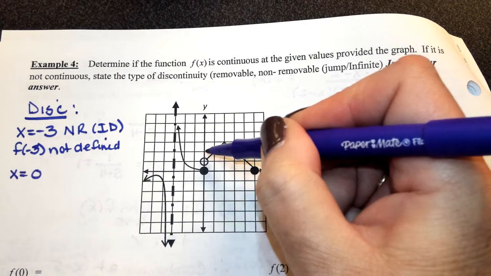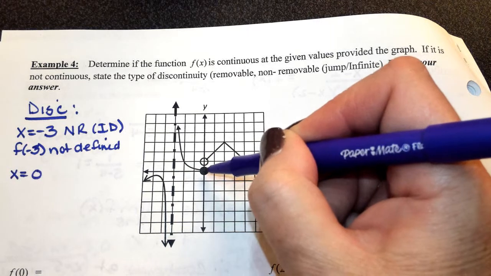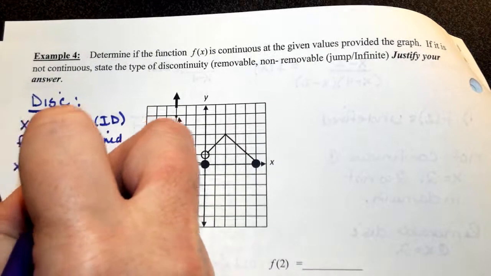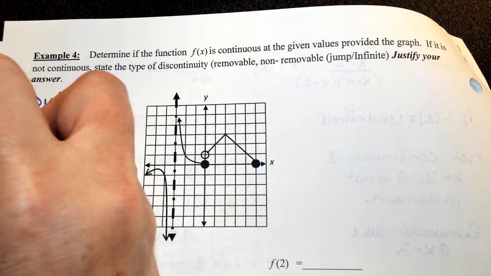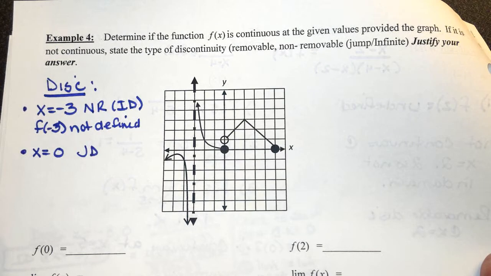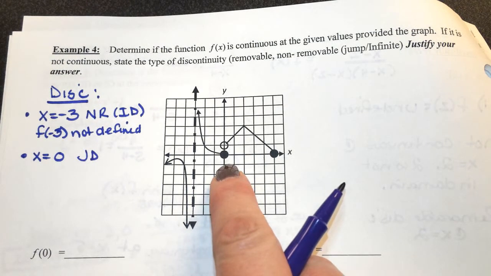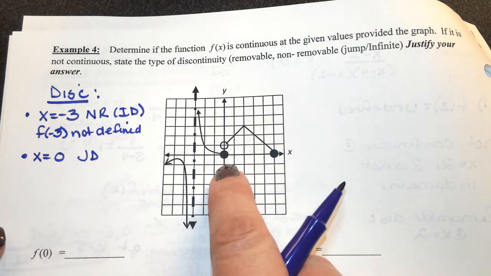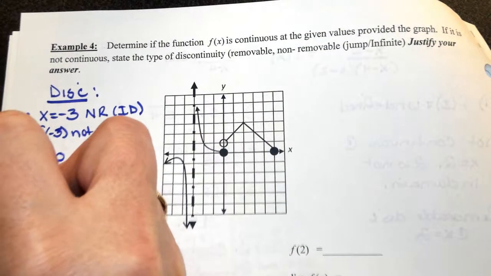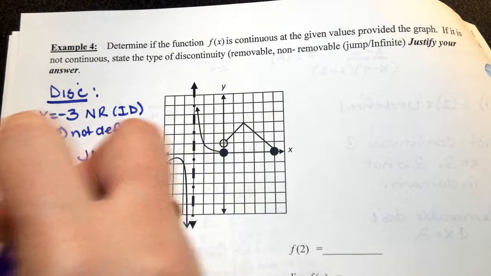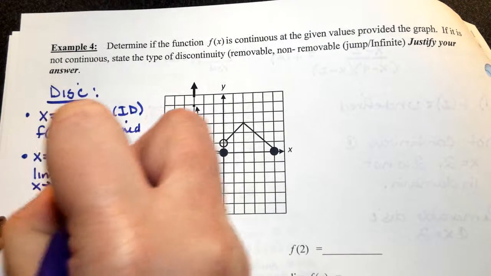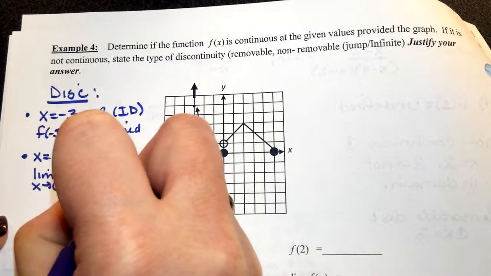And what kind of discontinuity do we have at x equals 0? Jump. Now, what's my justification? How does it fail that definition? Because 0 is in the domain. So f of 0 is defined. How does it fail the definition of continuity? What's happening? Limit from the left is not equal to what? Limit from the right. So the limit as x approaches 0 from the right is not equal to the limit as x approaches 0 from the left.